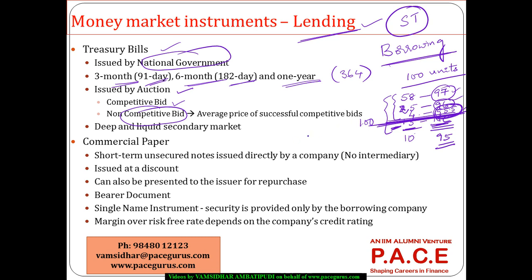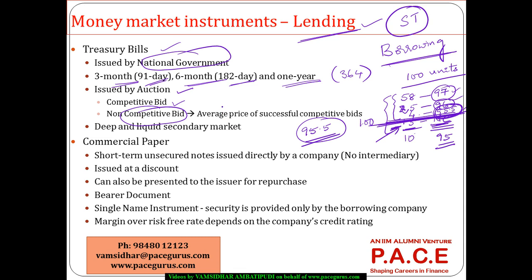So these 100 are sufficient, which means the competitive bidding price might be shortlisted at 95.5, and the average price of the successful competitive bids is chosen. That same 95.5 can be offered as the price for the non-competitive bidders as well.